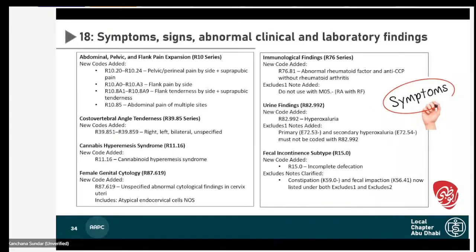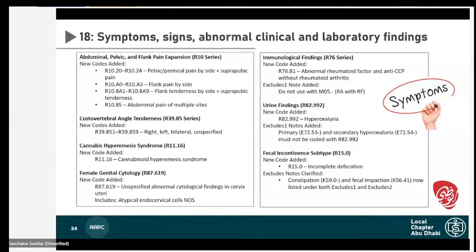So now we have a code for that specificity. And cannabis hyperemesis syndrome, we do have a new code, R11.16. Please get familiar with these terms, which are new. Cannabis hyperemesis syndrome. And this is very interesting. Female genital cytology also got a new code when we find an abnormal cytology performed on a female. We have R87.619, unspecified abnormal cytological findings in cervix. That is a very good inclusion. From the pathology point of view, this is definitely a very important change.